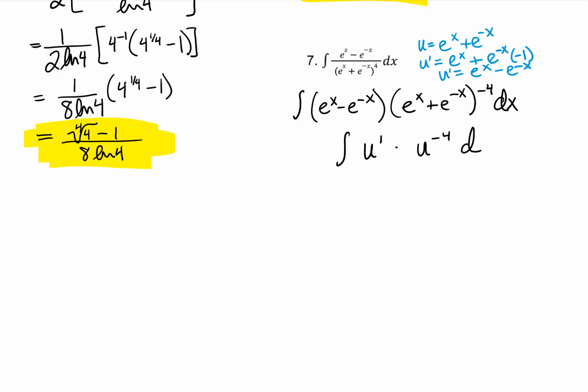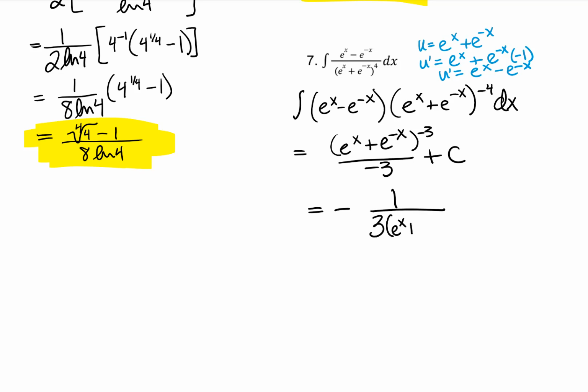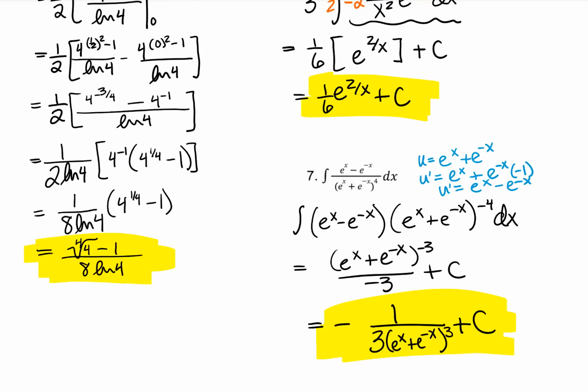So you can use the general power rule for integration. You would add 1 to our exponent. That would become your denominator plus c. But let's do it in terms of x. U to the power of negative 3 over negative 3 plus c. And that's our result.